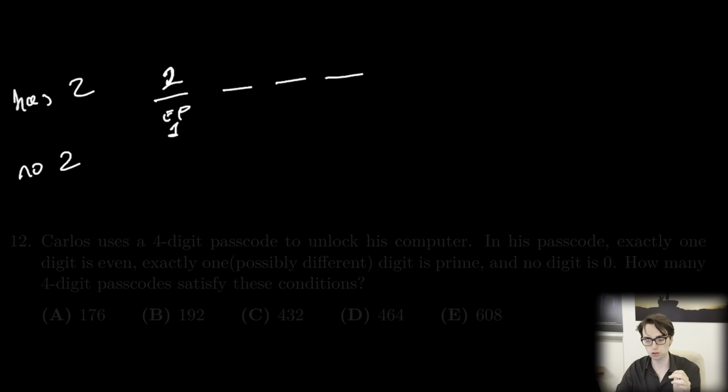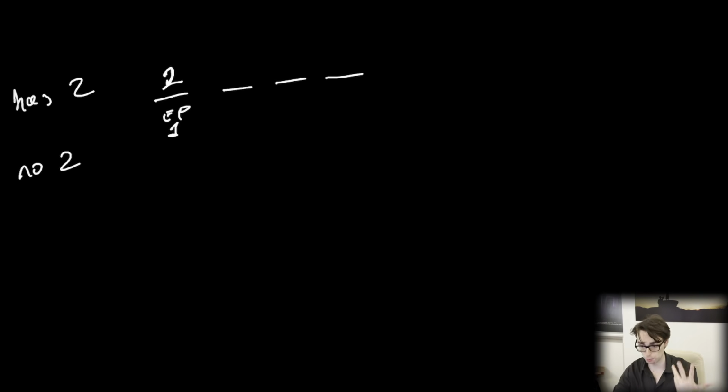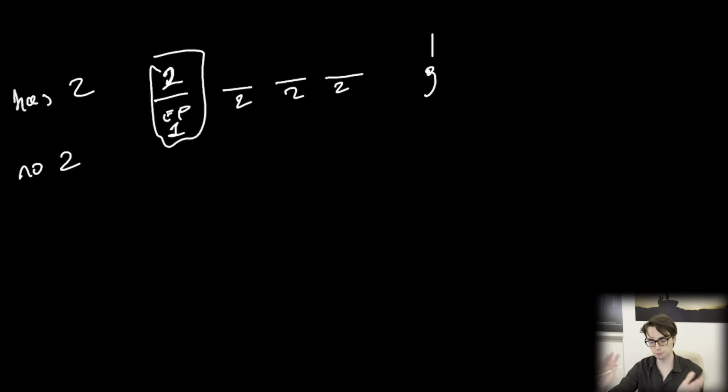There's only one way to put a number there. There's only one option. And then the other digits, they can't be even anymore. And they can't be other prime numbers. So they can either be 1 or 9. Remember, 3, 5, 7 are all prime. So we have 2 options for each, 2 and 2 and 2. So a total of 8 options. But remember, we also have an option to pick where the even prime is. We have 4 choices for that, which gives us a total of 8 times 4, which is 32 choices of a passcode if it has a 2 in it. Now let's do the other case.